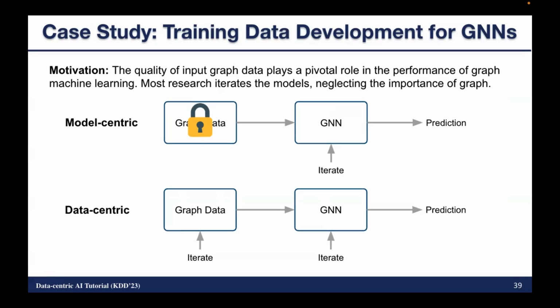But is it the right thing to do? It's hard to say. How can we know whether the data does not have flaws? Maybe the data itself has some labeling errors. Then the data may not have very good features, right? The data-centric approach to this research is to iterate on both the graph data and the GNN in order to improve the prediction performance.